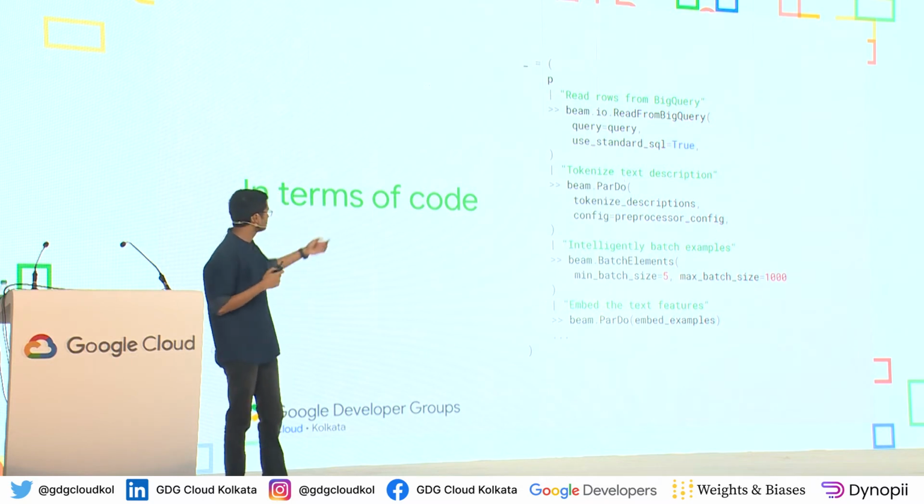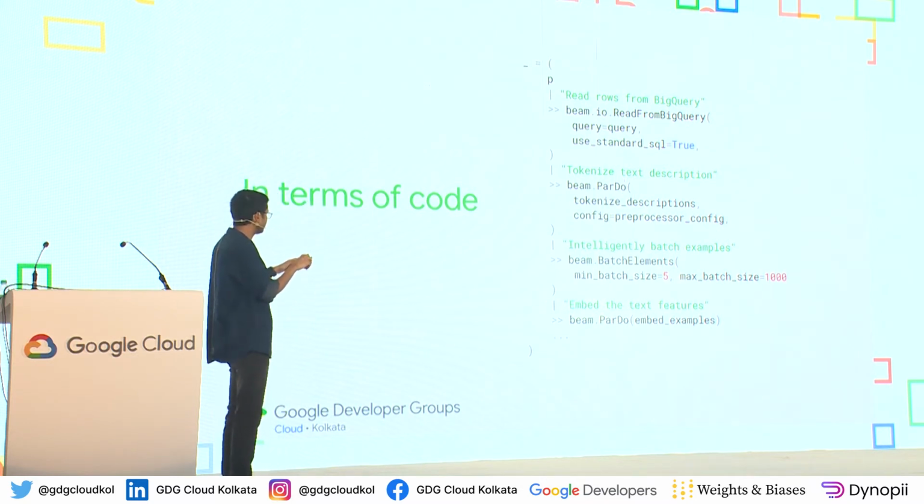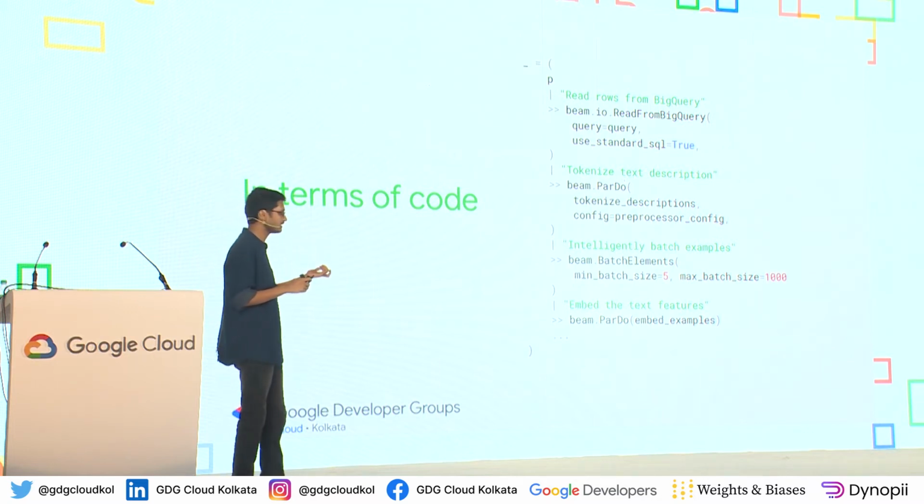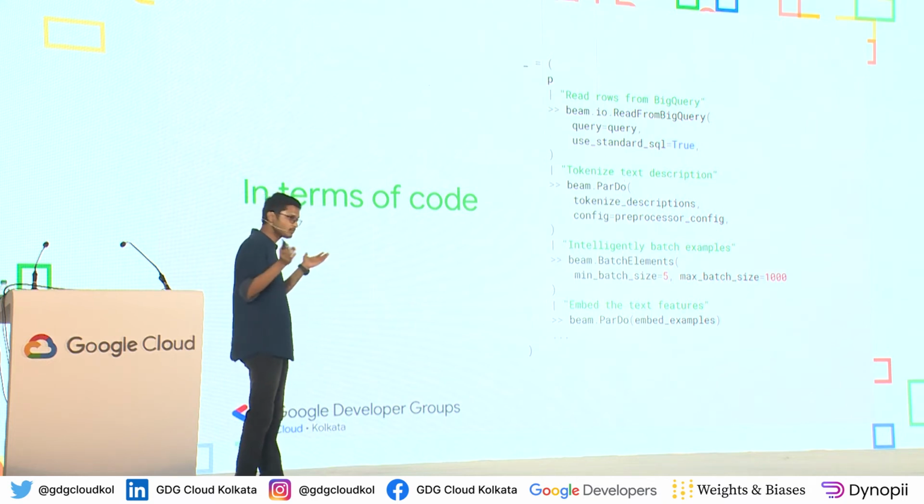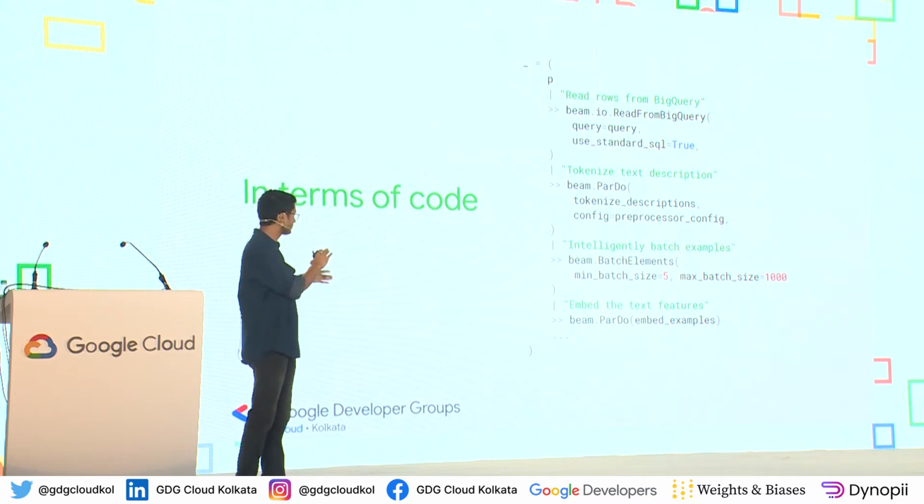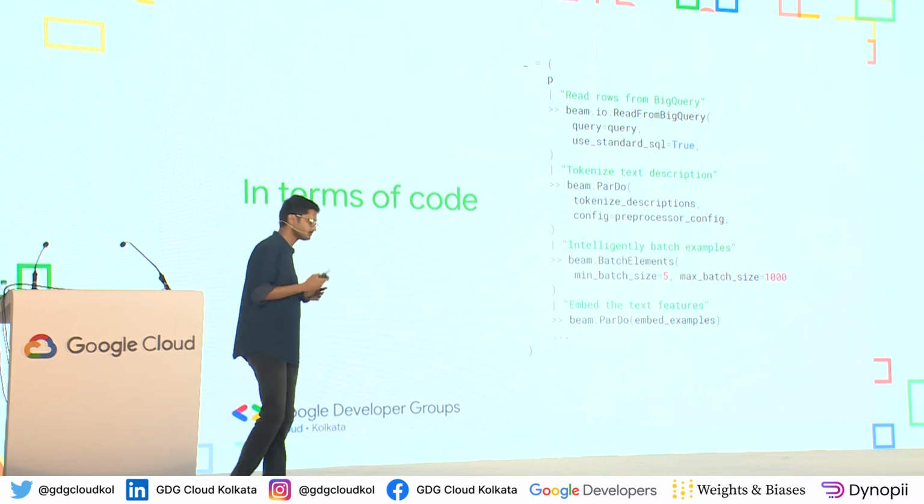Again, pretty simple stuff. We are reading things from BigQuery. Then we are tokenizing things. Then we are batching things. Then we are calling a utility called embed examples, which takes care of the sorting, batching again, and then, of course, computing the embeddings. And then it will finally unsort the embeddings to make the extracted embeddings meaningful enough for the downstream steps to consume.